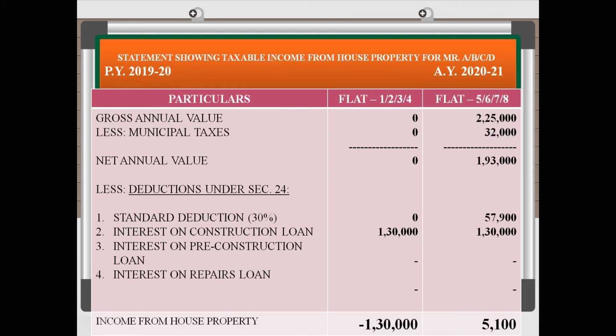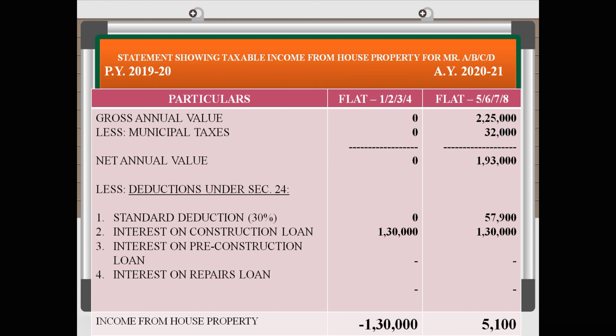The house must have been constructed on or after 1st April 2015. If yes, then condition number 2, you have to take 20% of the interest. Full amount of interest is not deductible, only 20% amount is deductible. Right? If the house has been constructed before 1st April 2015, you will ignore that. No deduction. So now I suppose you are clear.